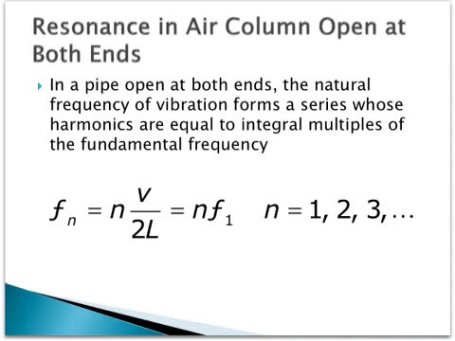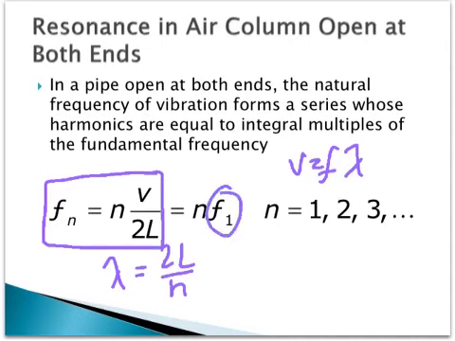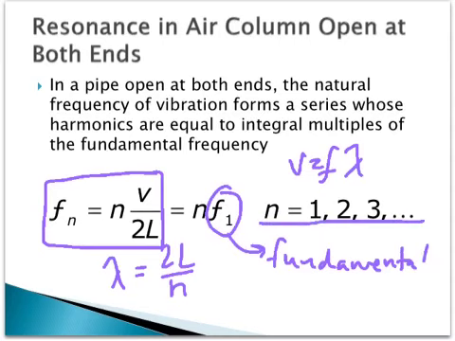If we look at it, we said that lambda would equal 2L over n. Plugging this into the wave speed equation, the speed is going to be constant in that medium. We get this relationship then for the frequency of the standing waves. And just like standing waves in strings, it's going to be some integer multiple of the fundamental frequency. And now this time our n value is going to be all the integers.